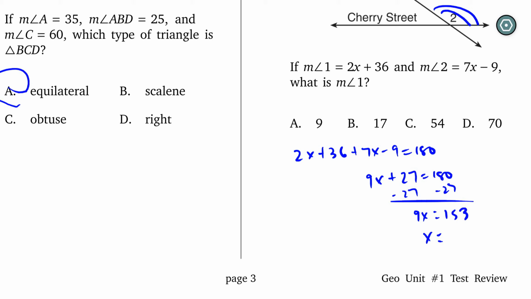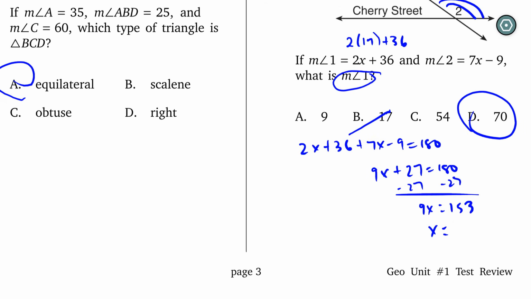Now, notice 17 is a choice. It's not the answer, because they want angle 1. So I have to do 2 times 17 plus 36, which gives us 70. Don't fall for the distractor answers, right?